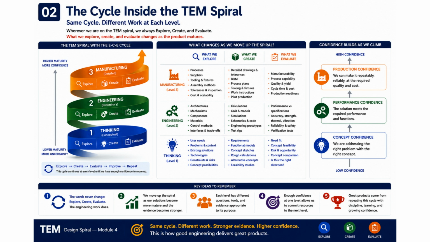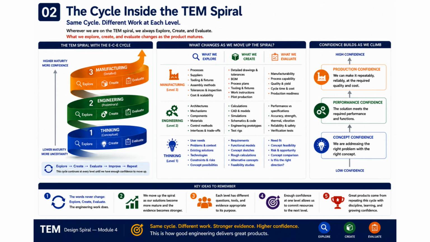During thinking, we explore user needs, the problem, existing solutions, constraints, and possible concepts. We create requirements and alternative concepts, and evaluate whether we are solving the right problem in the right way. During engineering, our questions become more technical. We explore architectures, mechanisms, components, materials, and control methods. We create calculations, CAD models, simulations, and prototypes. We then evaluate their performance against engineering specifications.